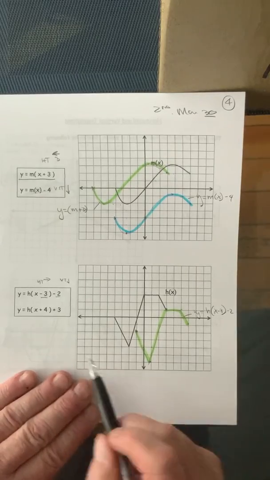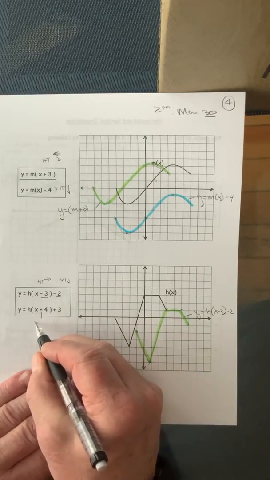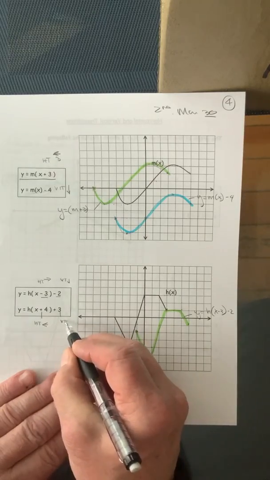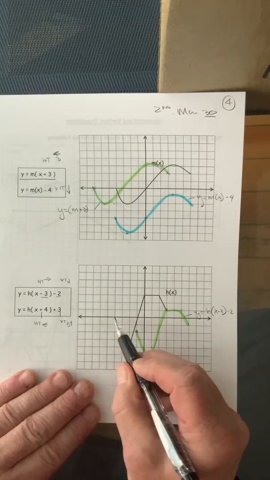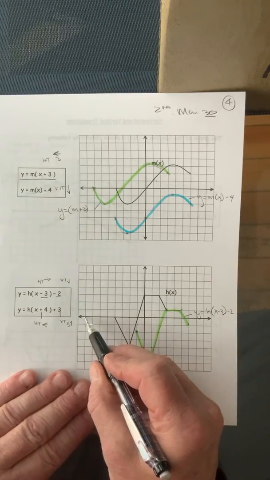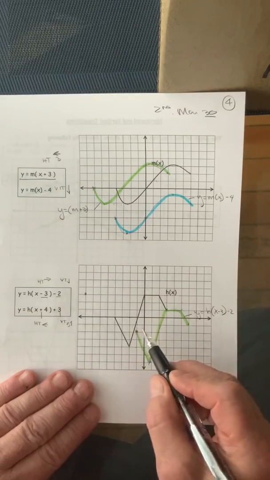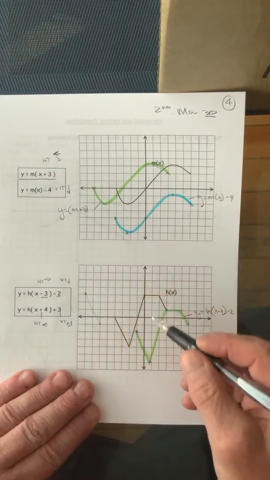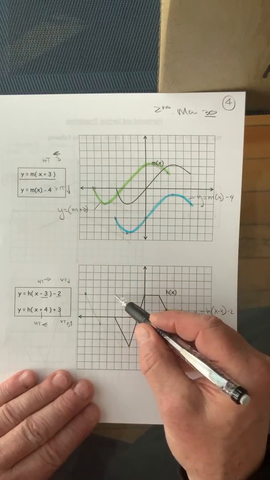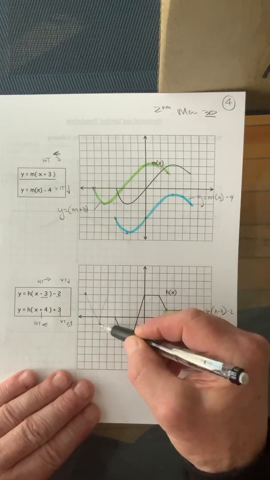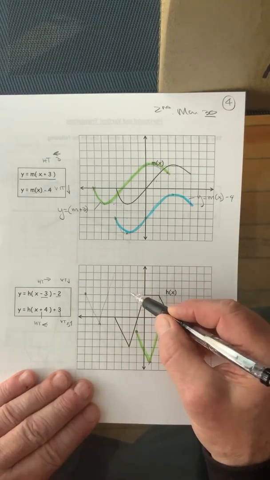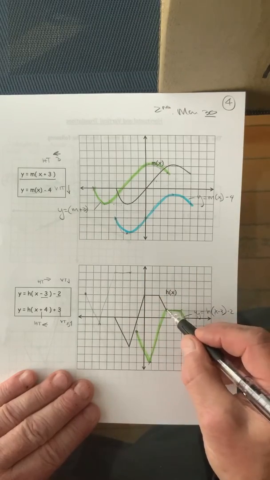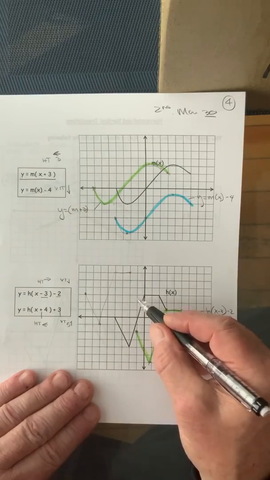If I do the next one, horizontal, 4 to the left, and vertical translation 3 up. So 1, 2, 3, 4, 1, 2, 3. Put a dot. Connect them. I repeat this for each point, 4 to the left and 3 up. And finally, this one, 1, 2, 3, 4, 1, 2, 3.